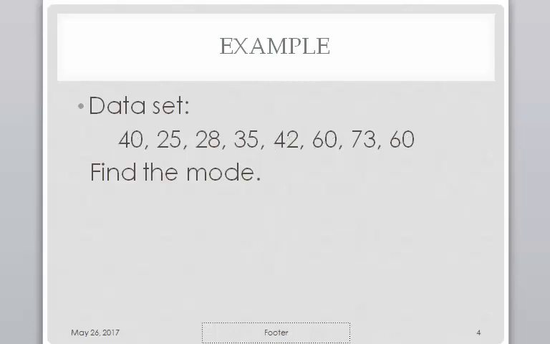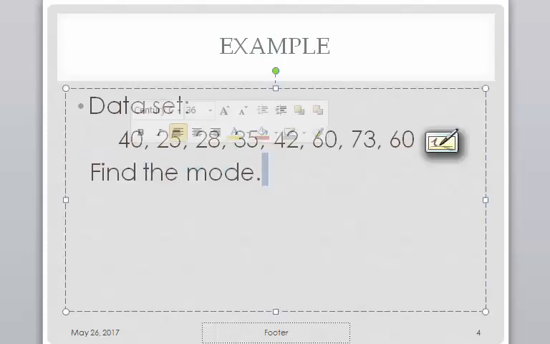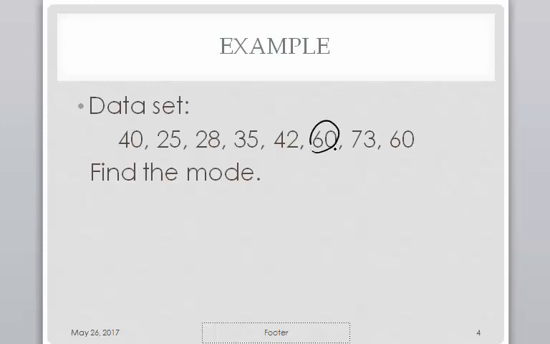Next, we'll calculate the mode. Remember that the mode is the value that occurs most frequently. And so in looking at our data set, we see that a 60 occurs twice, and no other value occurs more than once. And so we would say that our mode is 60.